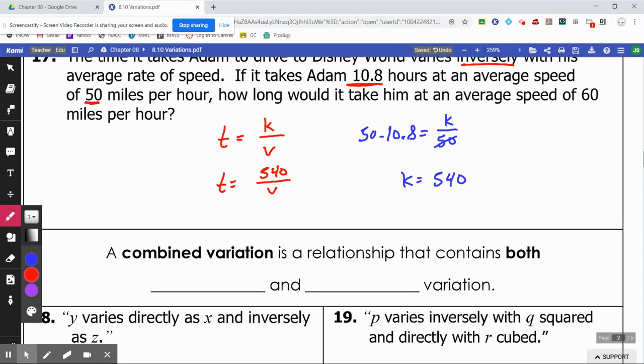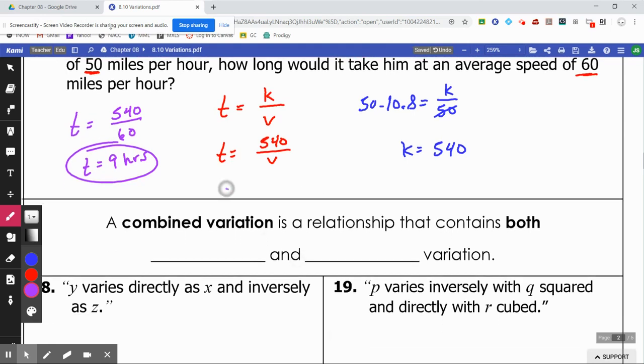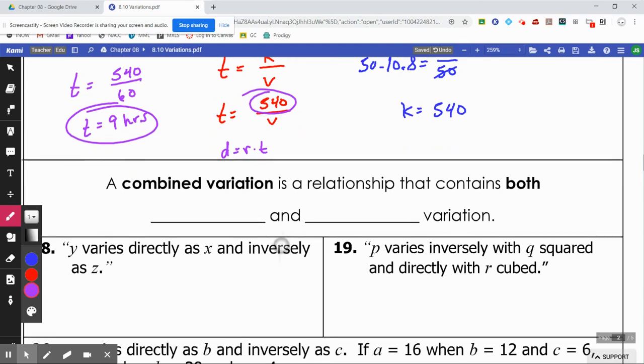Now we're going to say, okay, what if he drove 60 miles per hour? Then how long would it take him? How long would it take if we average that speed? So therefore, the time at 60 miles per hour would be 540 divided by 60. That time would be 9 hours. If you don't recognize this formula, this is actually your distance equals rate times time formula, or distance equals velocity times time. So this is actually a distance on top here.